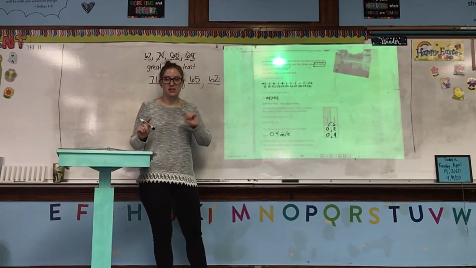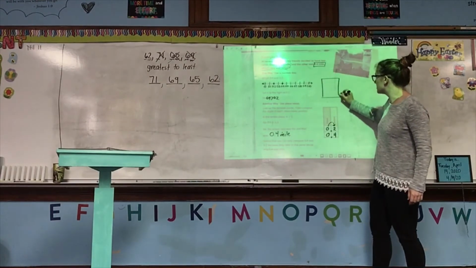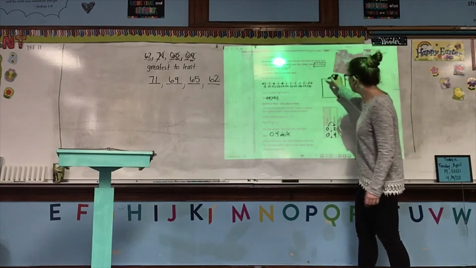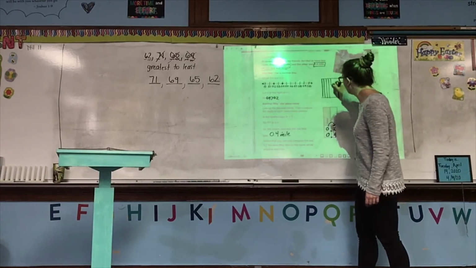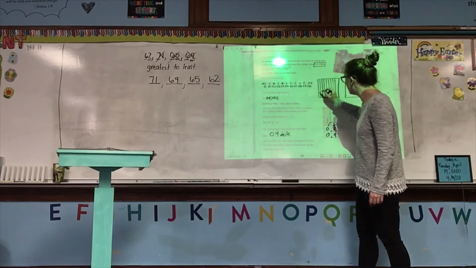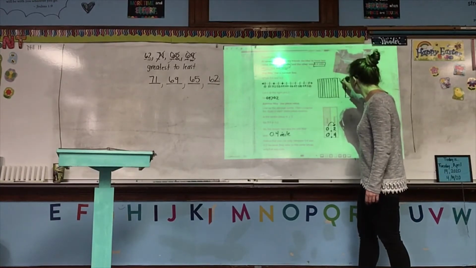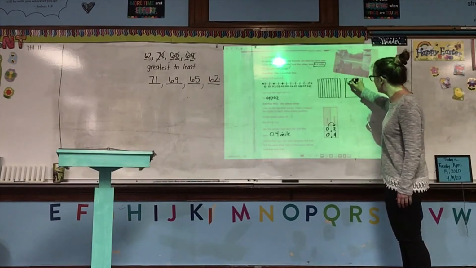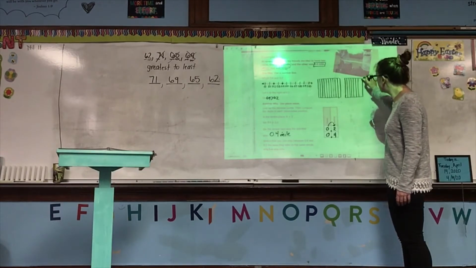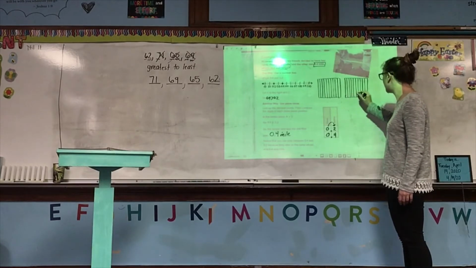Now I'm going to show you one more way to do this using models. We are working with tenths, so let's draw 2 tenths grids. I'm going to try to make them as close to the same size as possible. Now I'm going to break them each into 10 pieces. 1, 2, 3, 4, 5, 6, 7, 8, 9, 10. Let's do the same thing with this one. 1, 2, 3, 4, 5, 6, 7, 8, 9, 10.